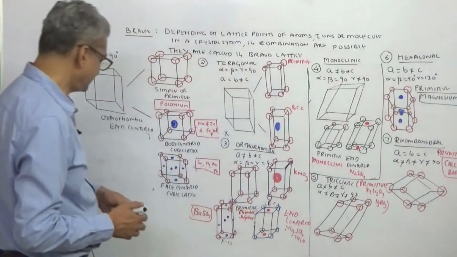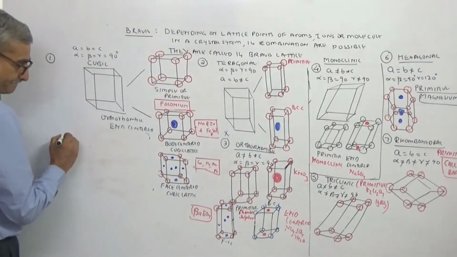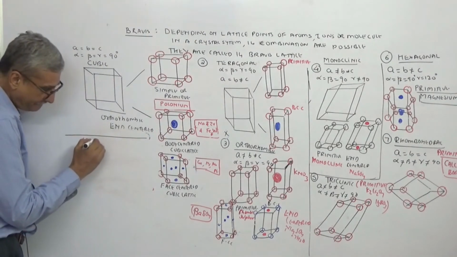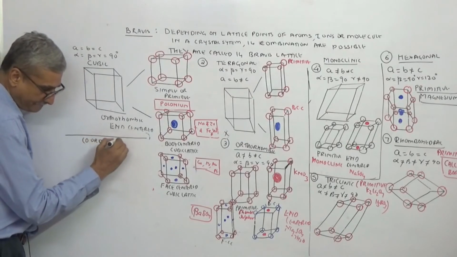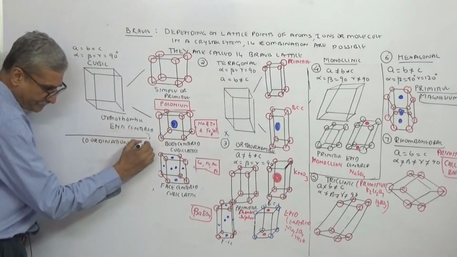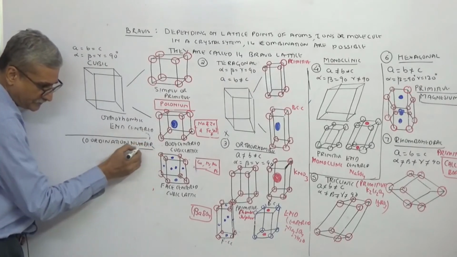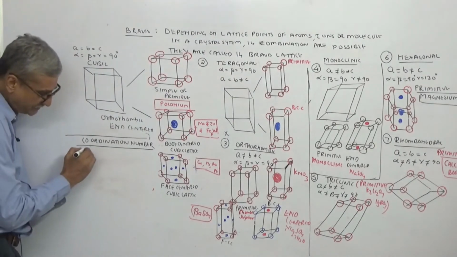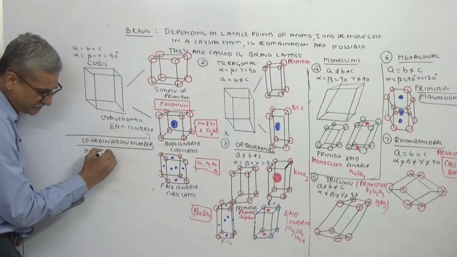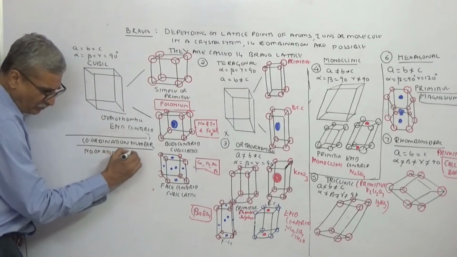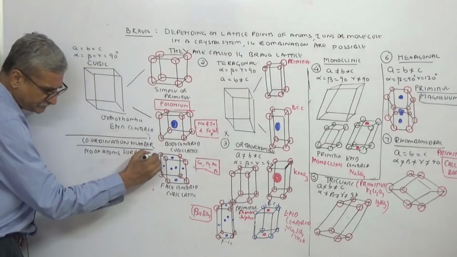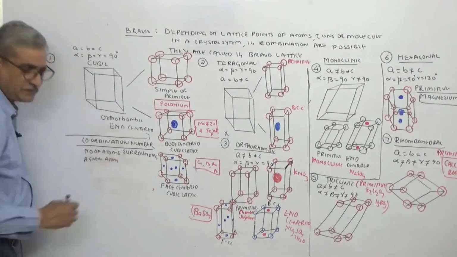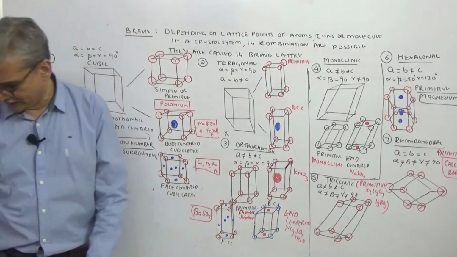So listen, we have one definition to talk about. The definition is coordination number. So what do you mean by coordination number? Coordination number is the number of atoms surrounding a given atom. Number of atoms surrounding a given atom. So you take one idea.